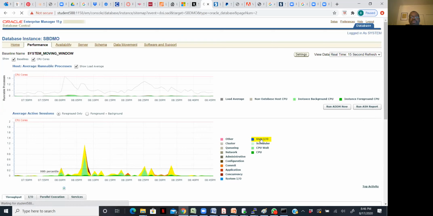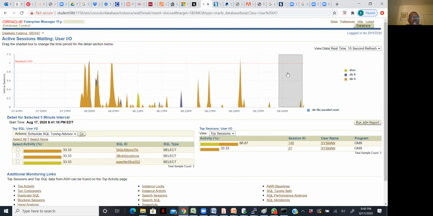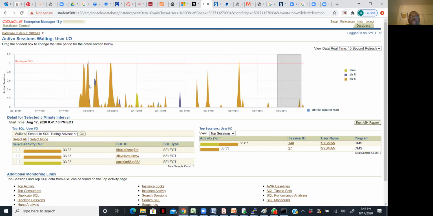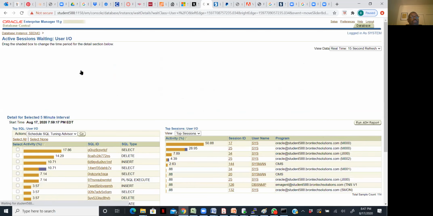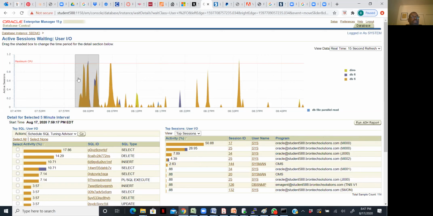So what can I do in this? I can look at top activity, top consumers, duplicate SQL, or I can take this time and run my ASH. I said, look, I see spikes. Something was not right during this period. So this person normally must have called and said the system was slow at that time. So I can go now and look at that time and I'll see exactly what SQLs were running at 8:02. All right, that is what was happening.